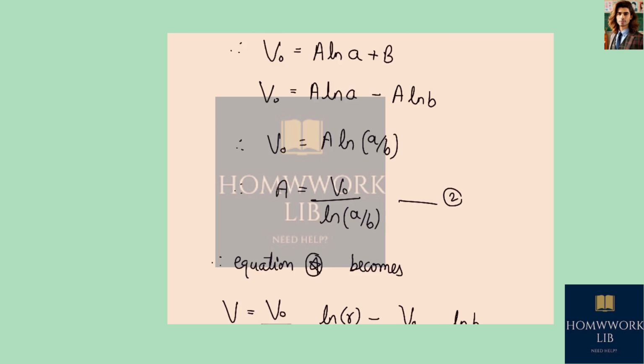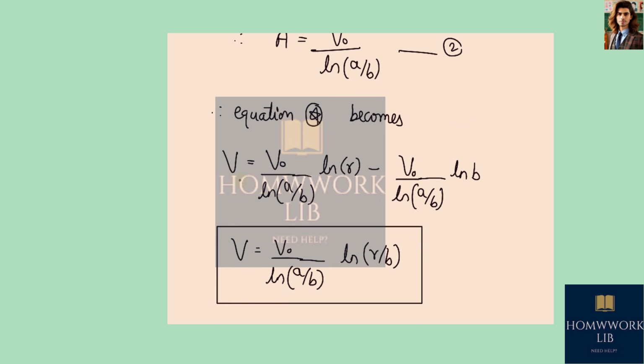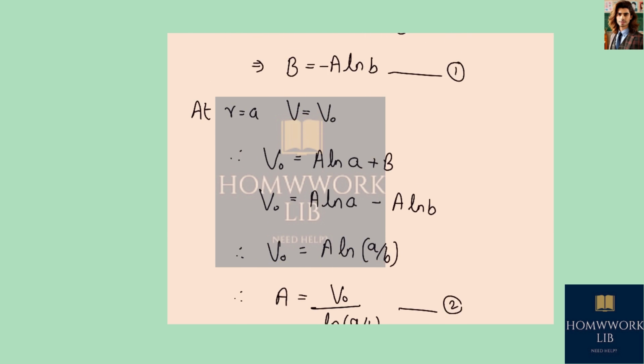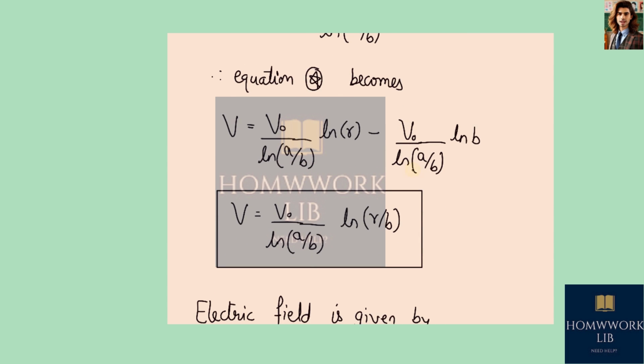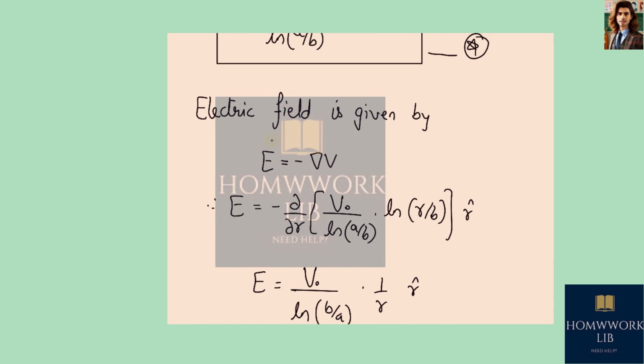Plugging in the values from equations 1 and 2, equation star becomes V is equal to V naught divided by ln of a by b times ln r, and this is b. So b is minus a ln b, but a is this V naught over ln of a by b, and ln b as it is. Again I can use the log property over here. So I will get V is equal to V naught divided by ln of a by b times ln of r by b. So this is my potential. This is one of the things asked in the question.